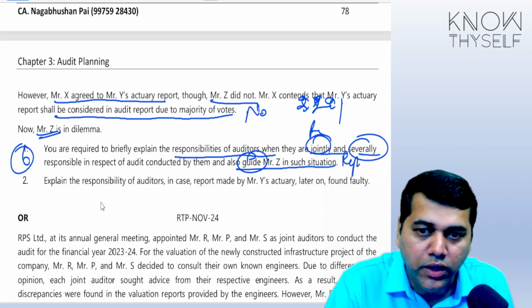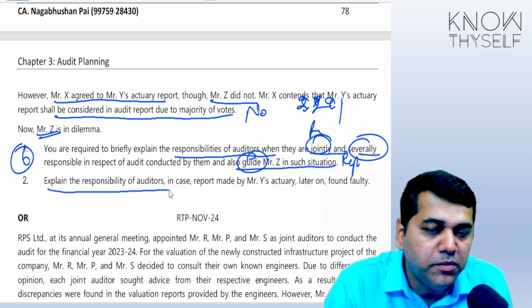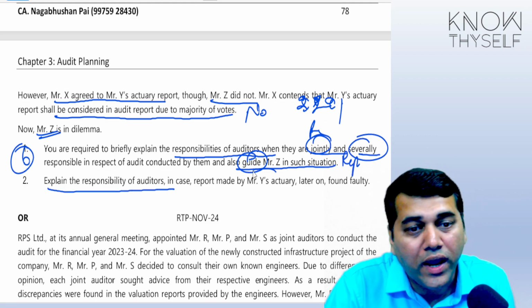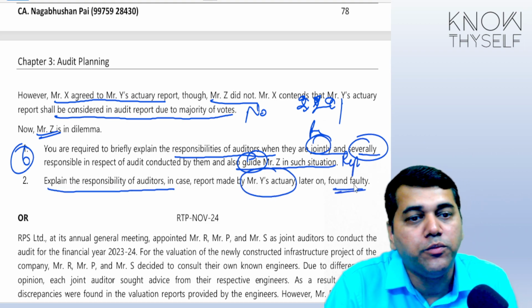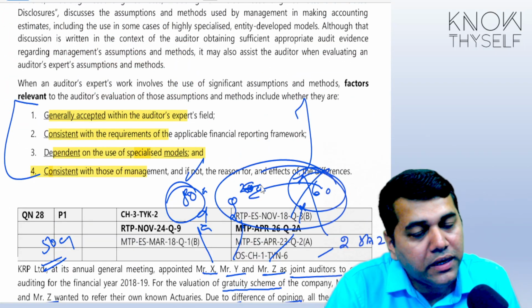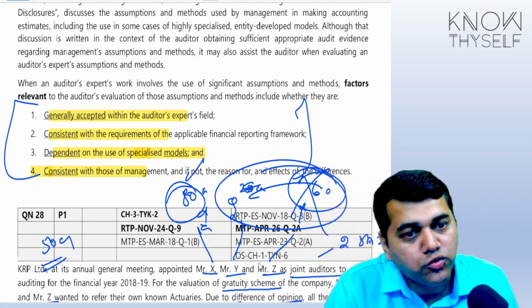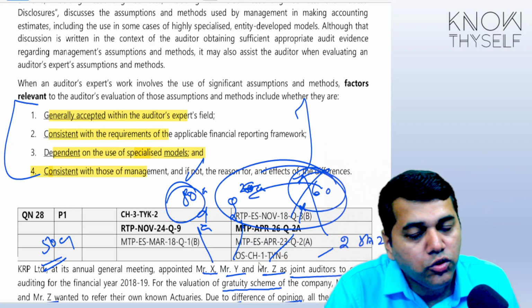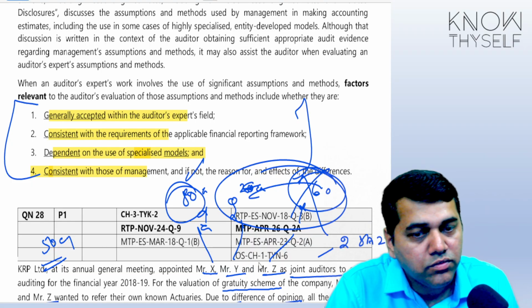Now comes the second one. Explain the responsibility of the auditors in case Y's actuary report is found to be faulty. That means actually it should have been 80. This is faulty. Two people relied on it. What is the situation in that case? Who is responsible for this issue now?